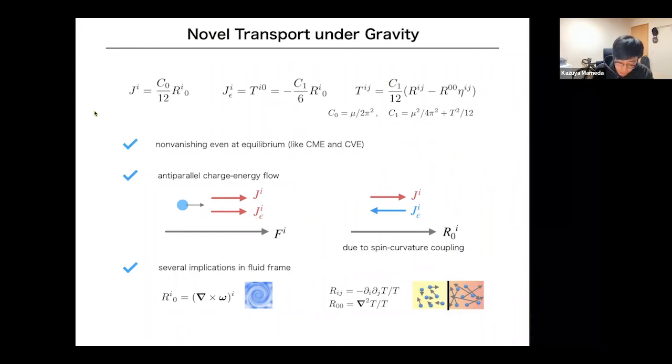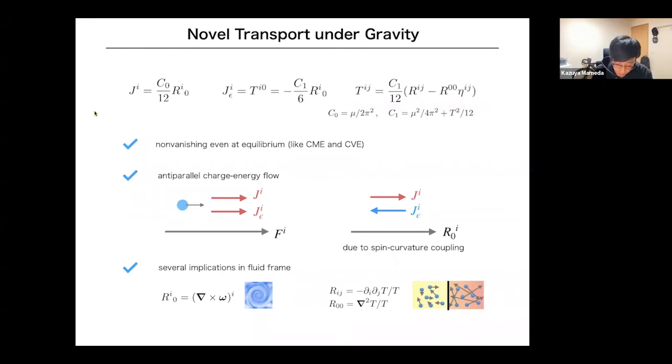And although I don't express the explicit form of the second order solution, by using that, we evaluate the observables like this: J, which is a current, same as before, and this is the energy current, this is T, the I0 component of the energy momentum tensor. And also the final non-vanishing quantity is Tij, like this.